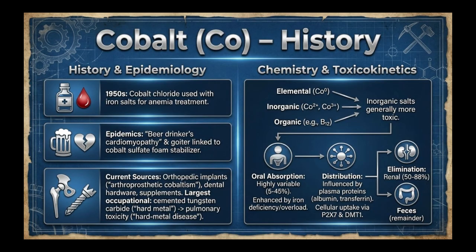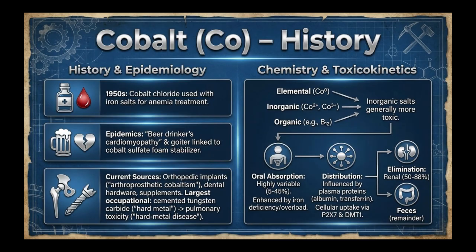During the period from the 1950s to the 1970s, notable epidemics of cardiomyopathy and goiter occurred. These were termed beer-drinkers' cardiomyopathy and cobalt-induced goiter, and were linked to the addition of cobalt sulfate as a foam stabilizer in beer. These epidemics ceased once cobalt sulfate was discontinued for this aesthetic purpose.